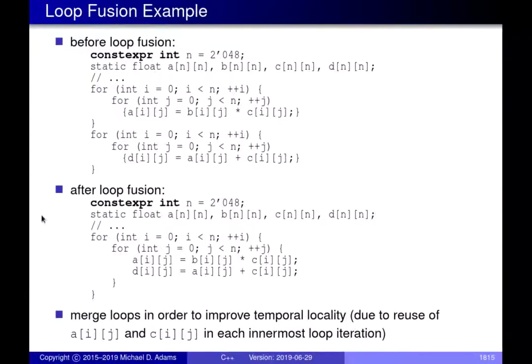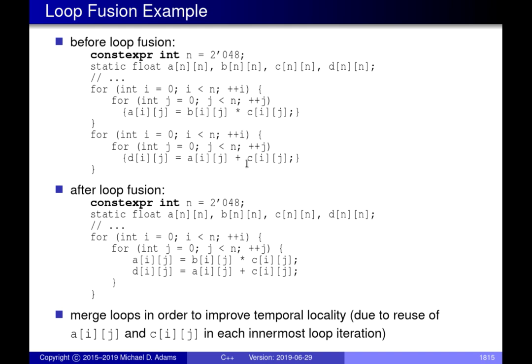The next transformation I'd like to consider is loop fusion. So on this slide, I have a simple example to help illustrate this particular transformation. What I have at the top of the slide is a code example where we have 4 arrays, which are n by n, called A, B, C, and D. And then I have 2 sets of nested loops. This first set of nested loops here, and then a second set of nested loops here. And each of these pairs of nested loops are doing some computation. The first one involves the arrays A, B, and C. And the second one involves the arrays D, A, and C.